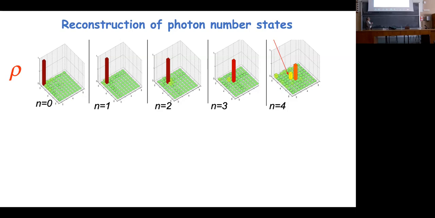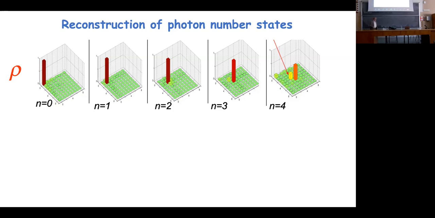For n equals 4, you see you have some noise. You find a peak corresponding to n equals 3. Why? Because during the time you make the measurement, the field has time to decay from 4 to 3. And so you get a mixture of 4 and 3. The larger the photon number, the faster the state decays.